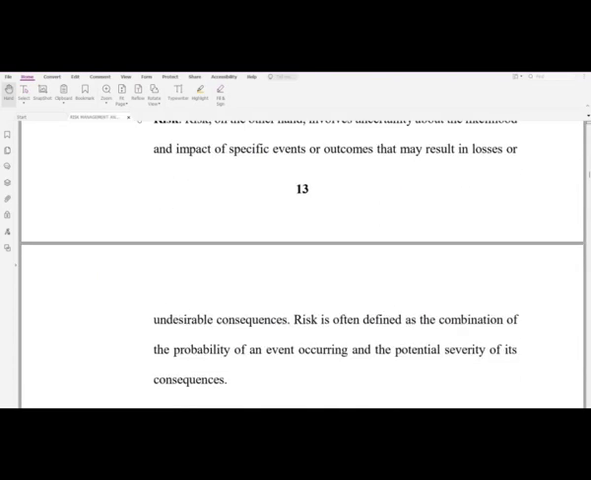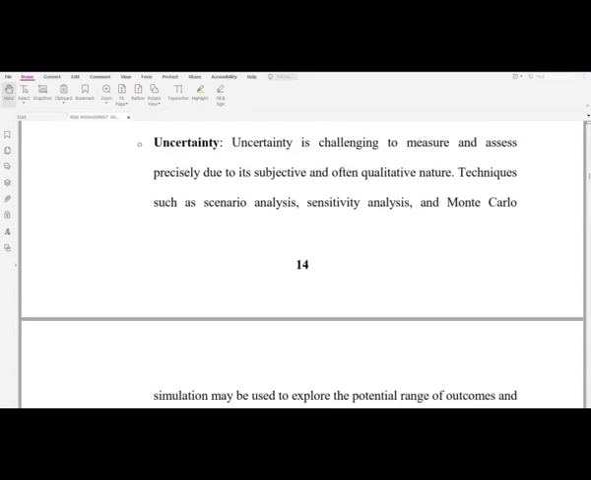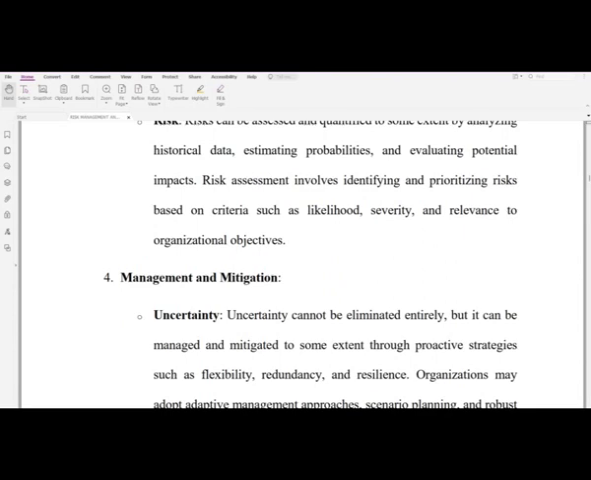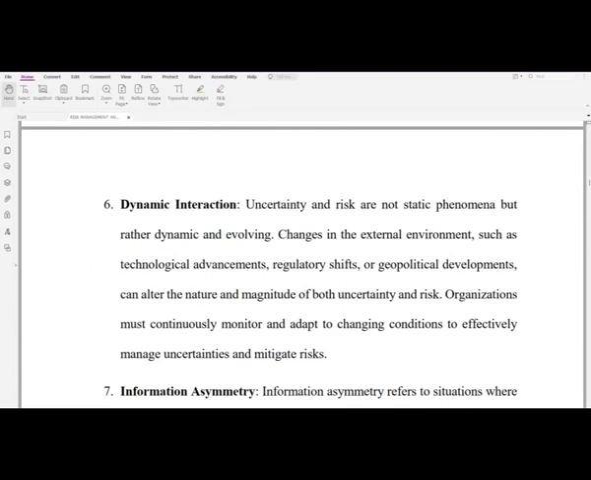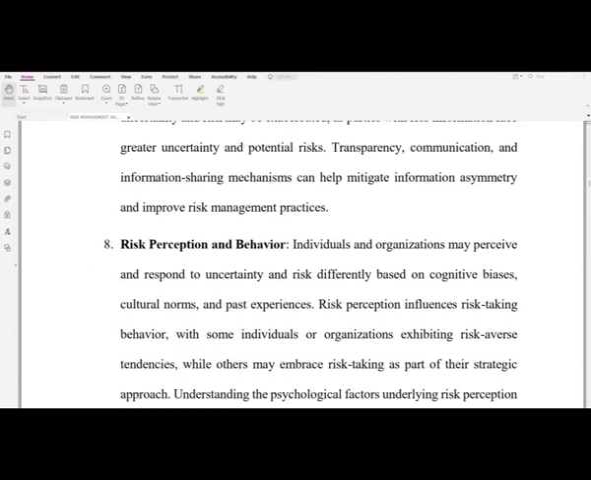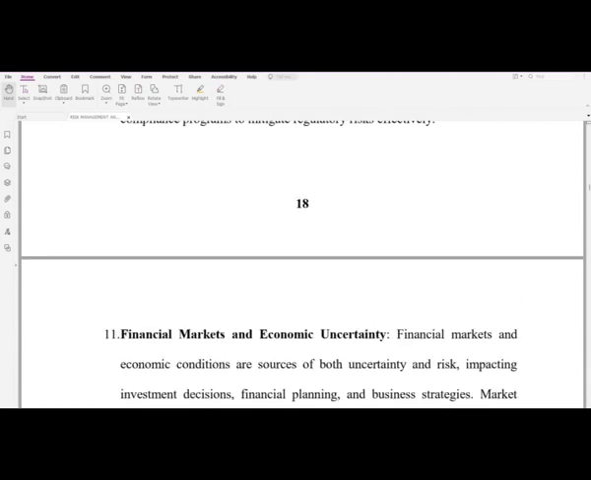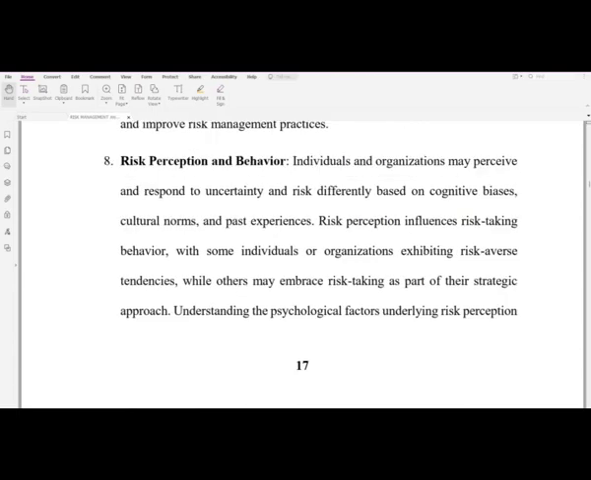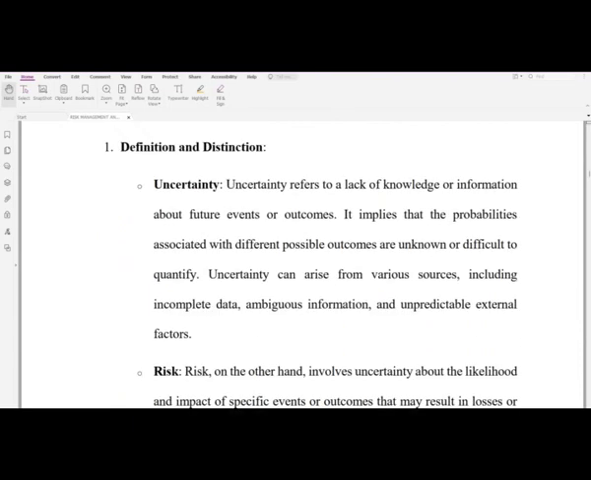We have the definition and distinction, the nature of uncertainty and risk, measurement and assessment, management and mitigation, decision making and strategy, just to mention a few. There are so many others like dynamic interaction, information asymmetry, risk perception and behavior, innovation and creativity, regulatory and compliance risk, financial markets, and economic uncertainty, among others. We want to begin with definition and distinction. That is, definition and difference.